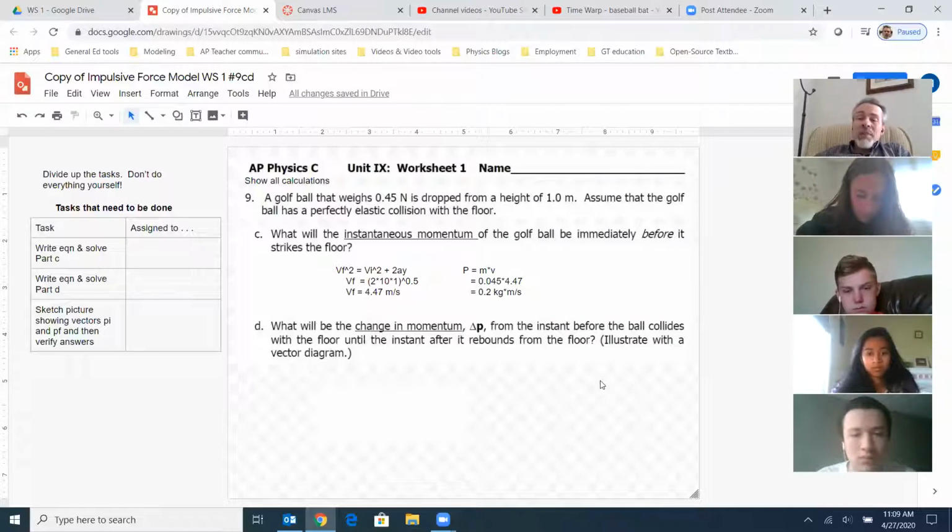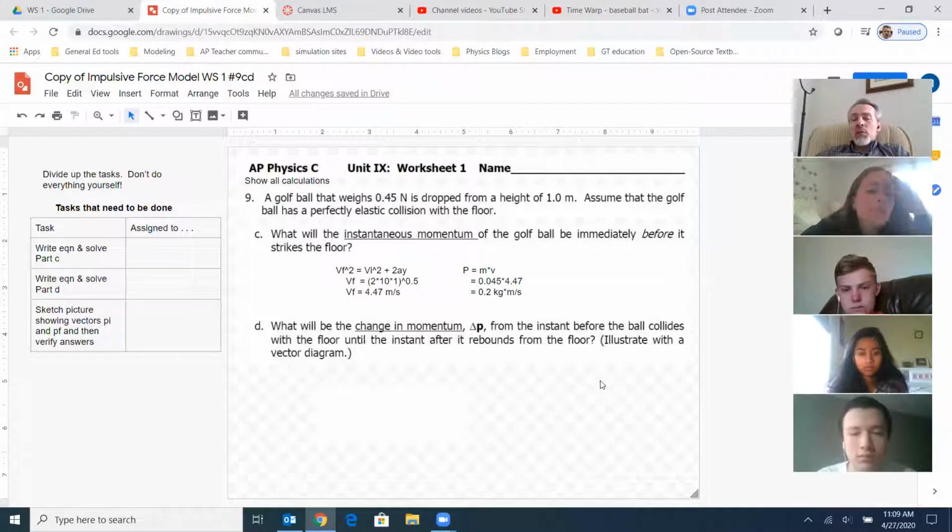The truth is, my answers aren't exactly right. So if that's what you got, you're just like me. My answers aren't right, neither are yours exactly, because these are vectors. I really should have said downward. So the velocity is 4.47 meters per second downward. The momentum is 0.2 kilograms times meters per second downward. And it sounds like no big deal, but it is kind of important.